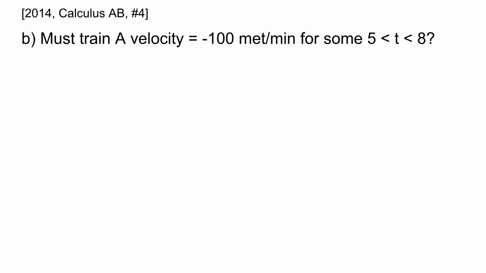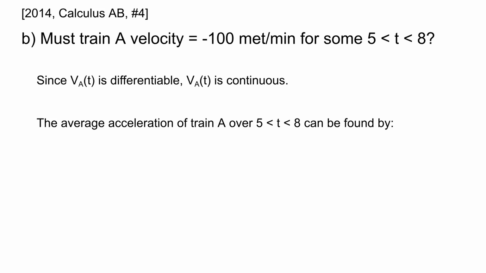In part B of the question, we are asked if the velocity of train A ever equals negative 100 meters per minute for some value of t between 5 and 8 minutes. Since v sub A of t is a differentiable function, v sub A of t is also a continuous function. The average acceleration of train A over the interval from 5 to 8 minutes can be found using the formula for the average rate of change.